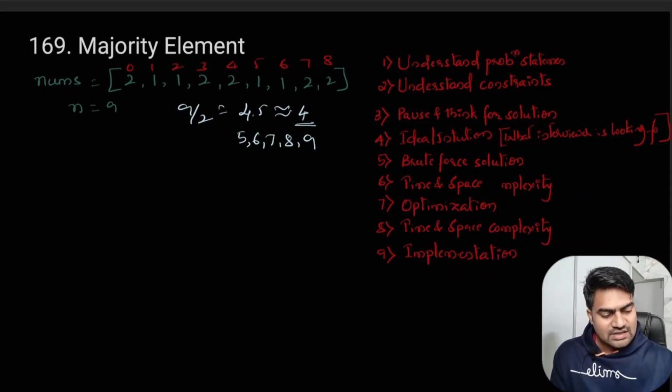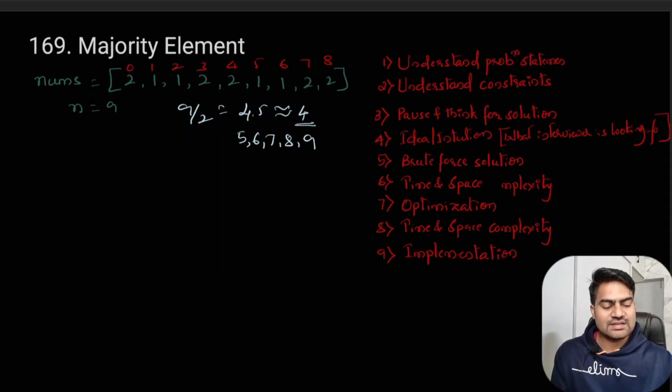Now with that, what are the constraints? We will follow these steps. You can refer to these steps. This is the standard structure which we are going to follow throughout this series. First we will understand the problem, then we will understand constraints, then we will pause and think for a solution and so on. We already understood the constraint: there is going to be for sure one number which appears more than n by 2 times. So that is pretty much clear.